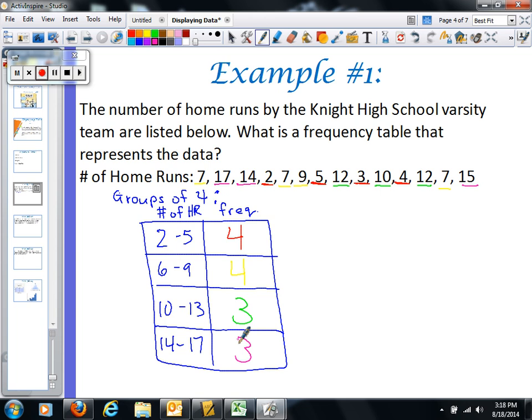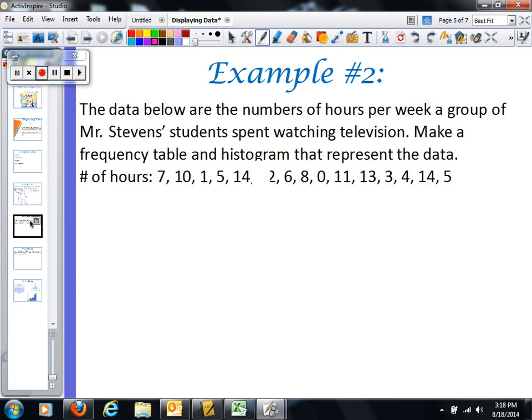Example number 2. It looks like I got that little double box here again. Let me move that. The data below are the numbers of hours per week a group of Mr. Stevens' students spent watching television. Make a frequency table and a histogram that represent the data.